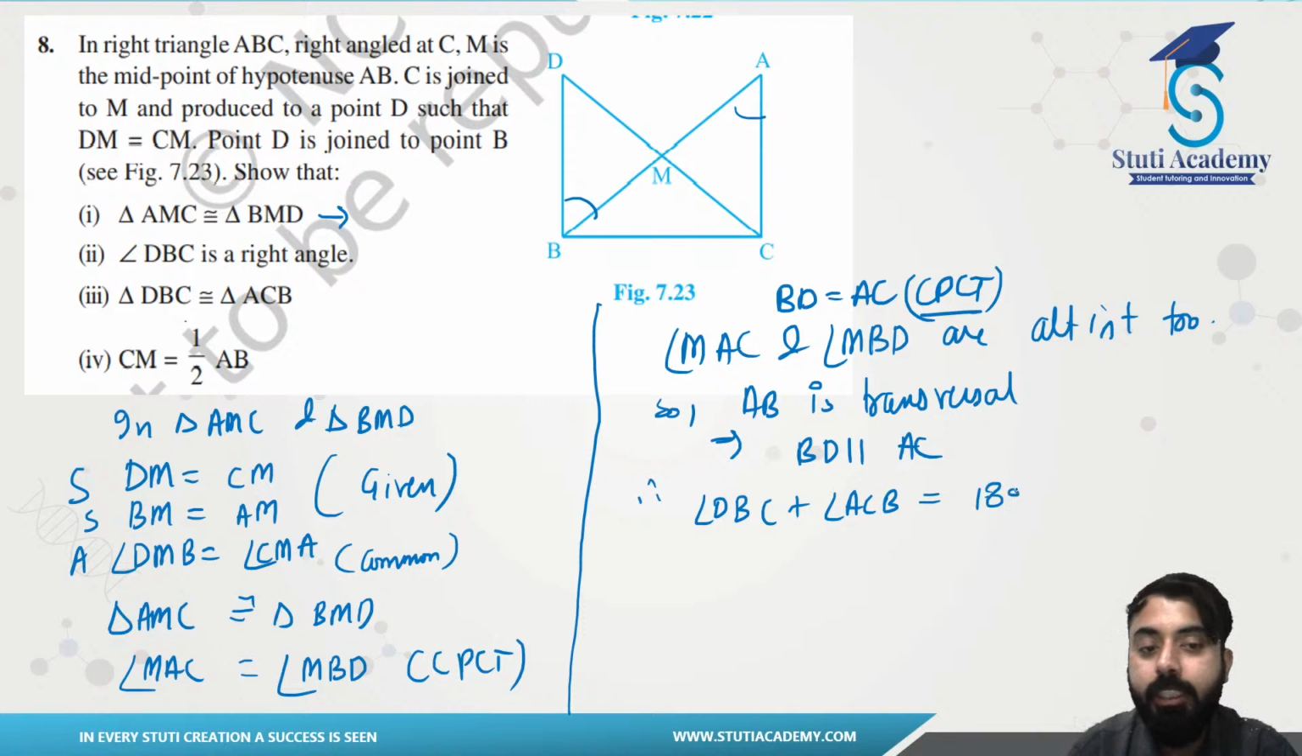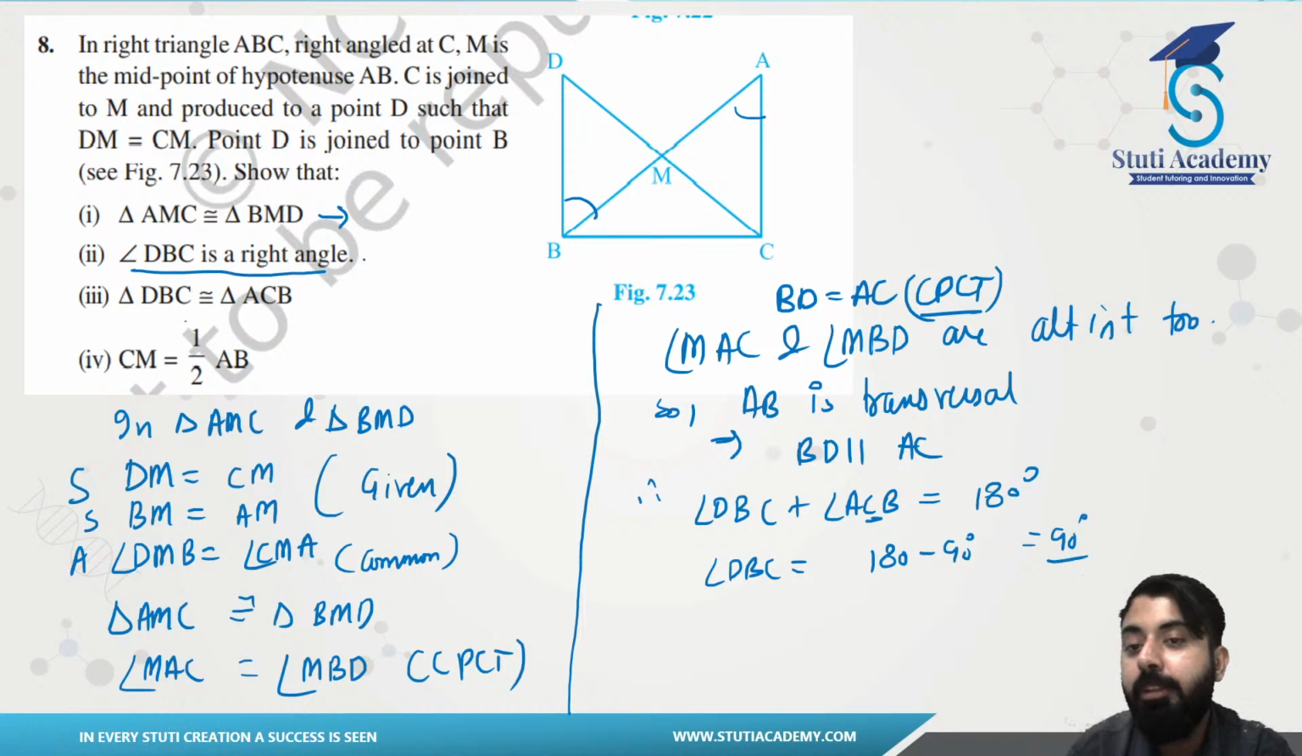equals to 180 degrees. Now this C is what? This is 90. So angle DBC will be what? It will be 180 minus 90. It will be 90 degrees. So you guys see angle DBC is 90. So second part already proven.